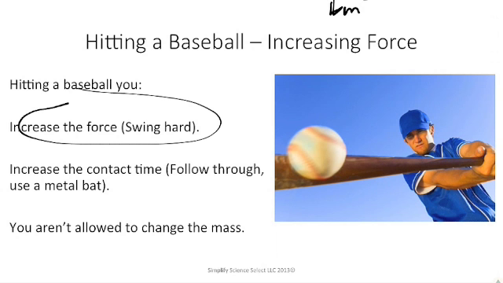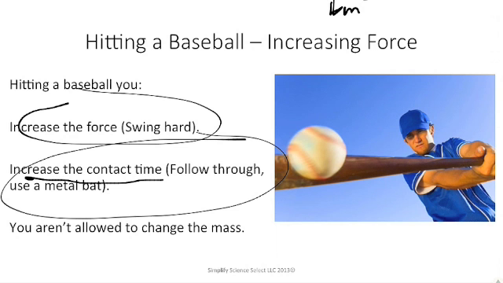But you can also increase the contact time. Remember, we wanted to decrease the contact time in our collision because we wanted to decrease the force. But if I want to increase the force, I increase the contact time, and that is following through. Now, specifically it says use a metal bat, because the metal bat is more rigid and so it will impart more of a force in a shorter amount of time. But really what you want to do is increase the contact time as much as you can.